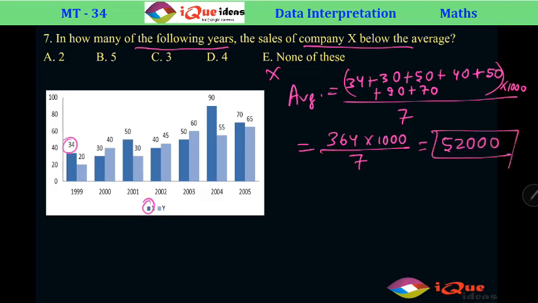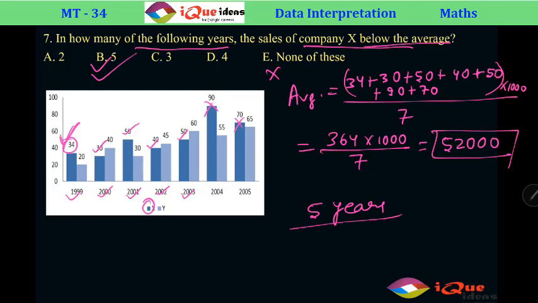And the question is in which of the years it is below the average. So below 52,000, if you see, 1999 is 34, yes, it is below 52,000. Second year 30, yes. Third year 50, yes. 40, yes. 50, yes. But 90 and 70 are not below 52,000. So how many years are there? 1999, 2000, 2001, 2002, 2003. So 5 years. So the answer of the question will be option B, because the question is asking how many of the following years the sales of company X is below the average.